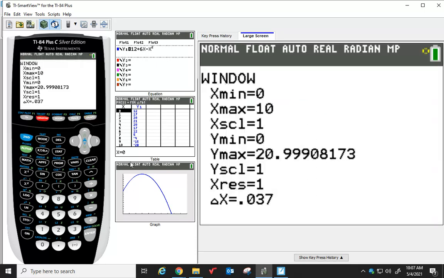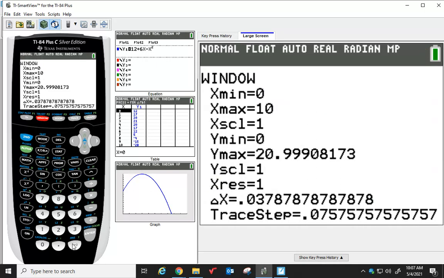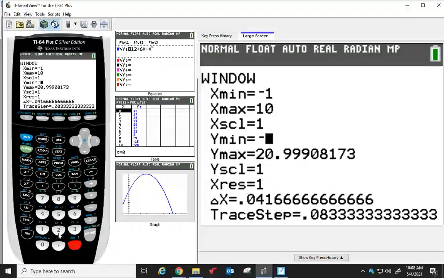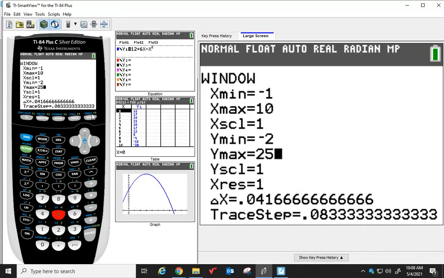So I'll go back to the window setting. We'll change x min to like -1. We'll change y minimum to, let's also do negative, -2. -1, -2. Y maximum, let's make it 25. Just make it a bit higher so I can see a little bit above where the top of that curve is. Okay, let's graph this and see what it looks like.